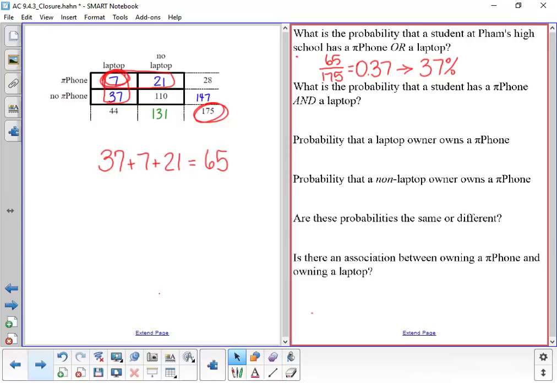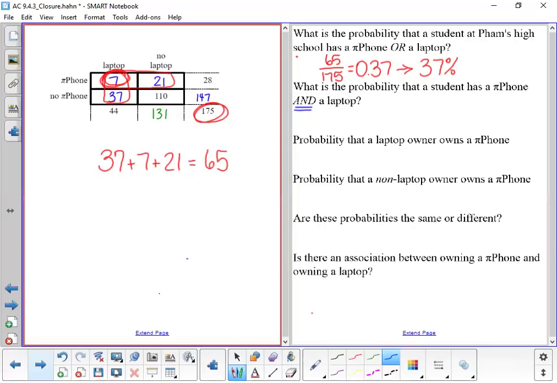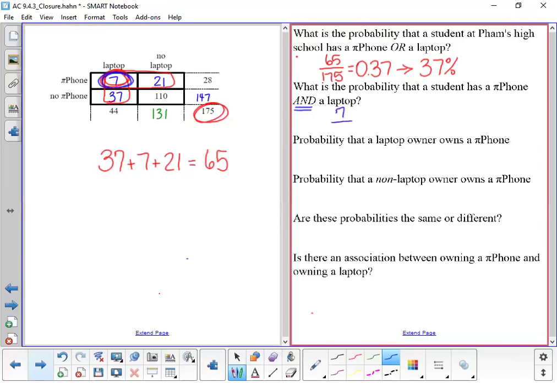All right, what is the probability that a student has a Pi phone and a laptop? So I'm going to go back to my two-way table, and the Pi phone and laptop is 7. So I would say the probability is going to be 7 divided by 175. So if I do that, I get 0.04, which is a 4% chance that a student has both.